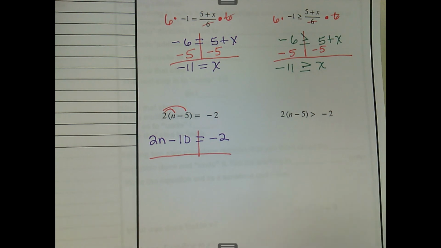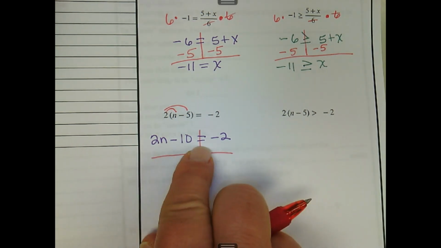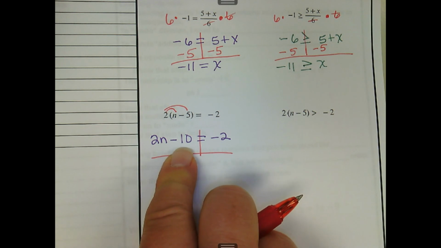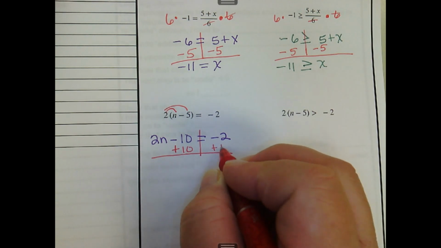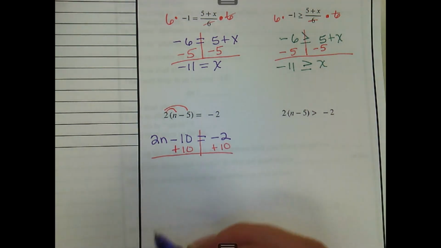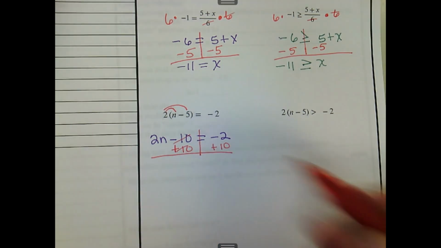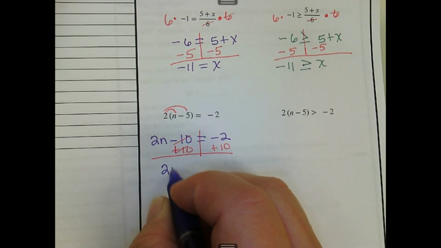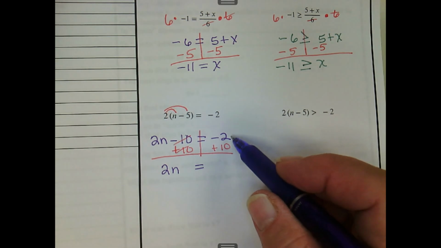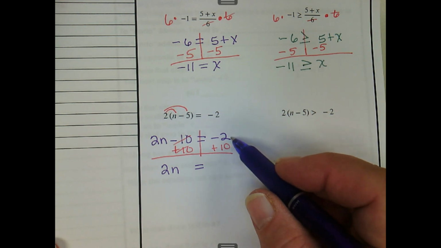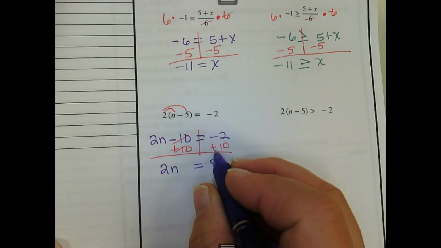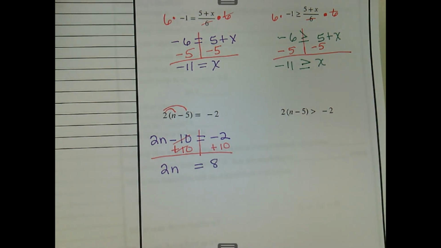Okay, next step. I've taken a number, multiplied it by 2, then subtracted 10. Subtract 10 is the last thing I did, so now I need to add 10 to both sides. The 10s cancel out. 2n is equal to negative 2 plus 10. They're opposite signs, so when I try to combine them, I have to subtract. 10 minus 2 is 8. Keep the positive sign because 10 is a bigger number. Okay, 2 times n is equal to 8.